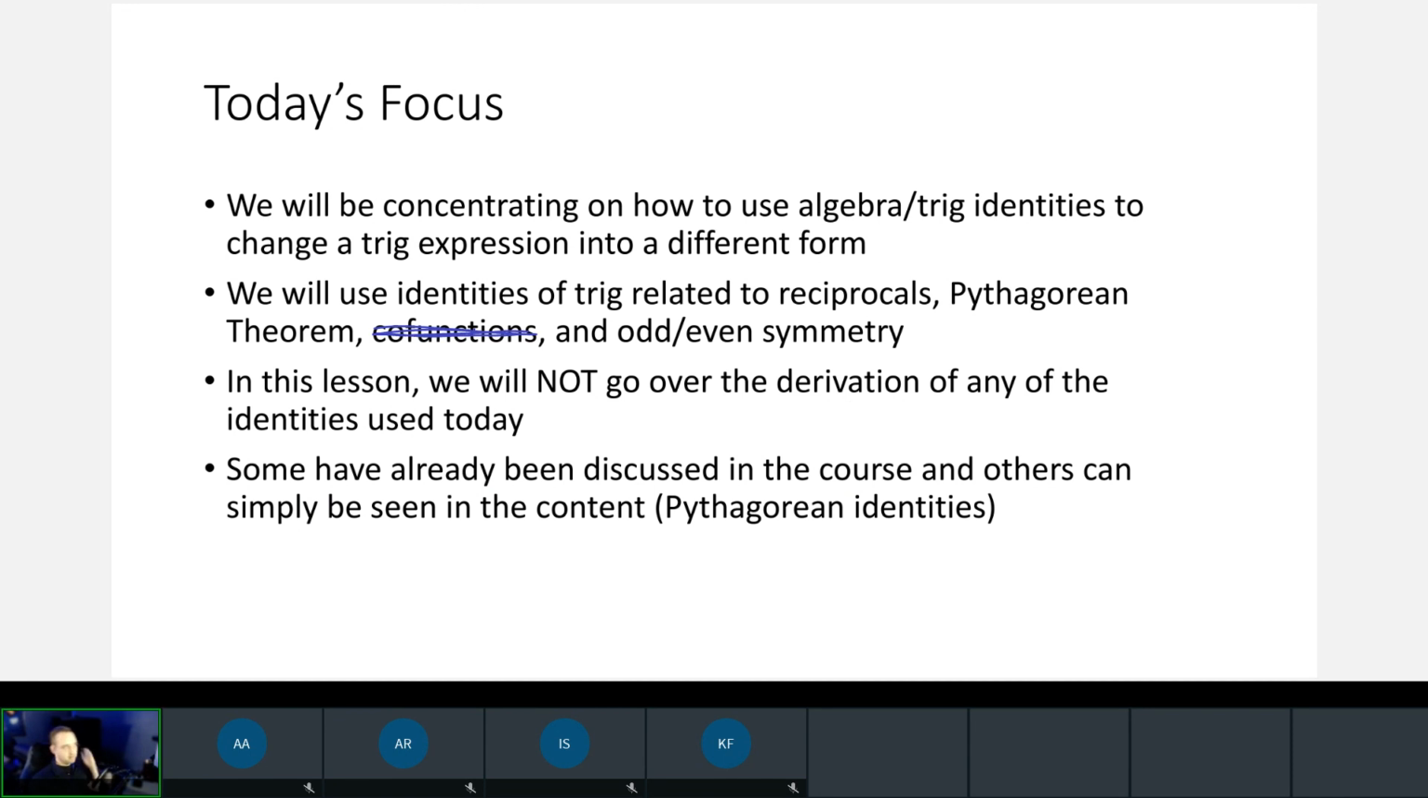Sorry, I wasn't paying attention. I was crossing off cofunctions because I actually took that out of this lesson. I forgot to change that word. I realized that we actually don't use it for this unit. All right, thank you, Antonio.